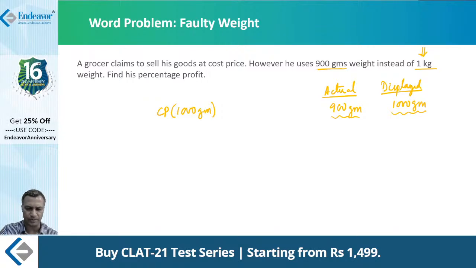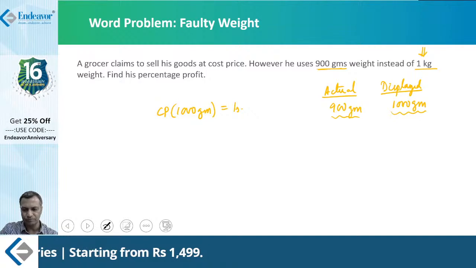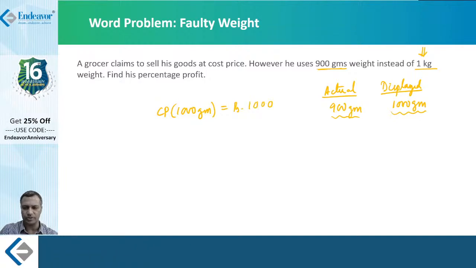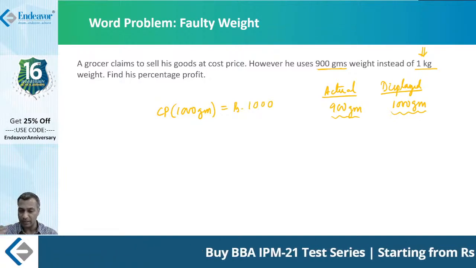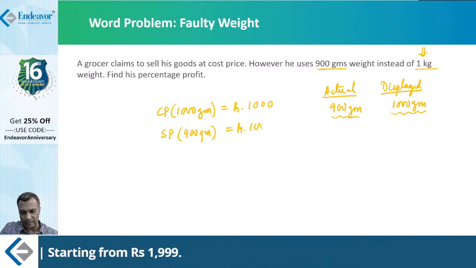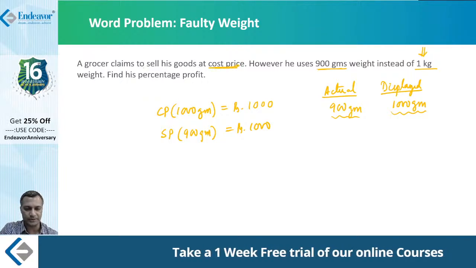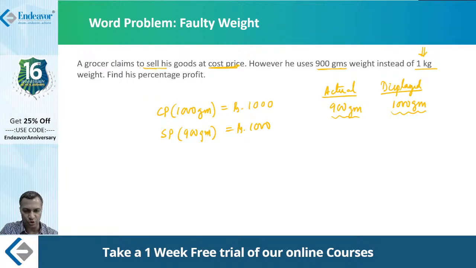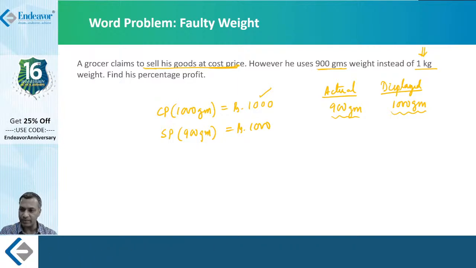Therefore, cost price of 1000 grams is equal to 1000 rupees, let's say. Whatever be this article, 1000 rupees, or you can write anything that you want. But what he is doing is, selling price of 900 grams is also equal to 1000 rupees. That is what he is saying, because he is telling that, look, I am selling you at the same cost price. What is it for him? 1000 rupees.